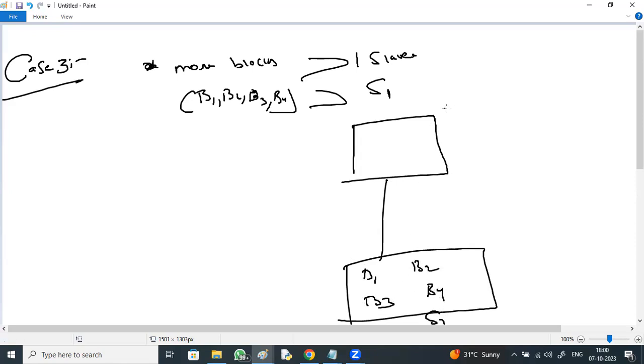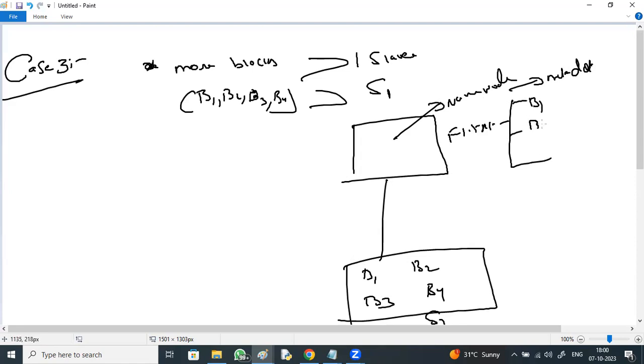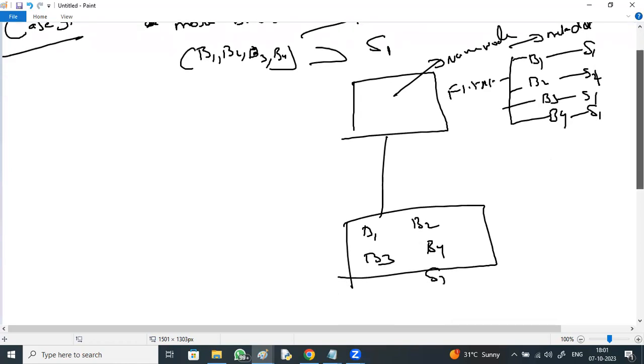This master, or name node as we say, stores the metadata information. F1.txt is divided into 4 blocks: B1, B2, B3, B4. B1 is stored by S1, and B2 also by S1, B3 also by S1, B4 also by S1. All these blocks are stored in S1 only.